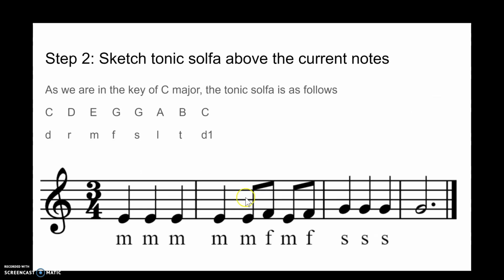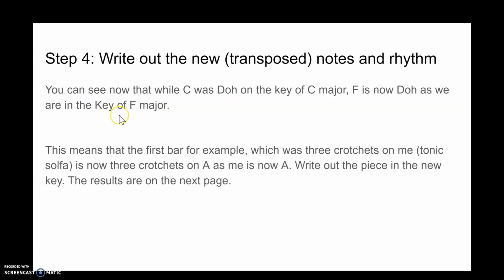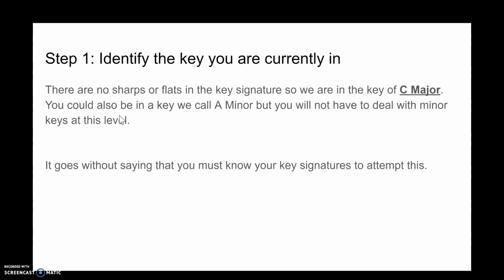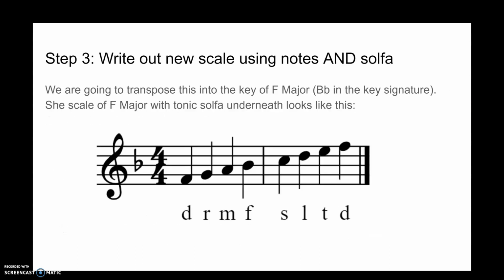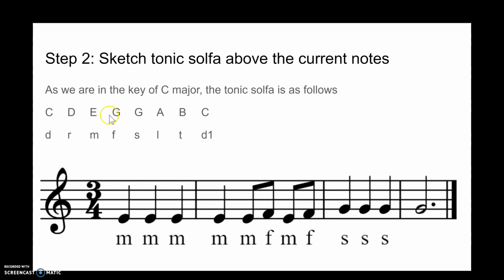Okay, so here's my original 4 bars here. So we have E, E, E, E, E, F, G, G, G, G. Okay, so what you need to do is write out, in the key that we're in originally, the note names. So in the key of C major, the notes are C, D, E. Whoops, a mistake. Sorry. That should be C, D, E, F, G, A, B, C.